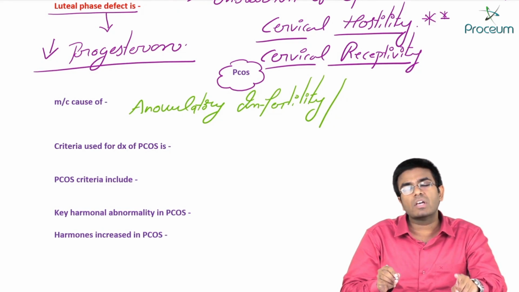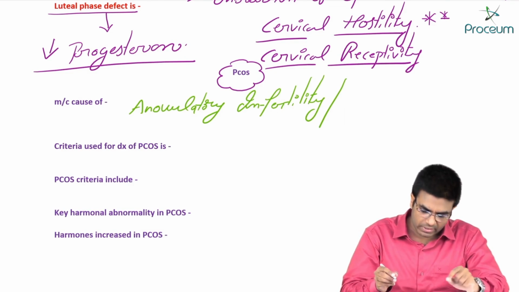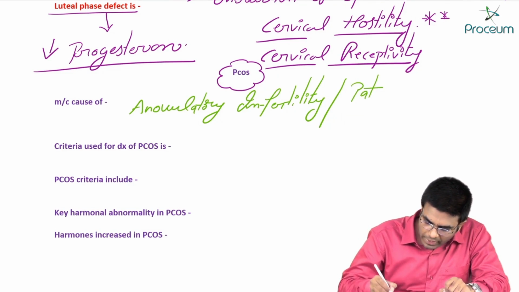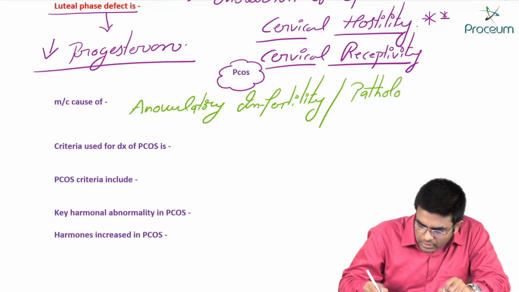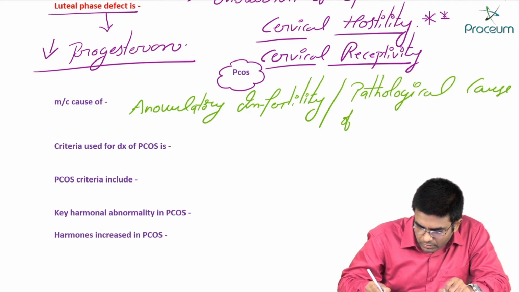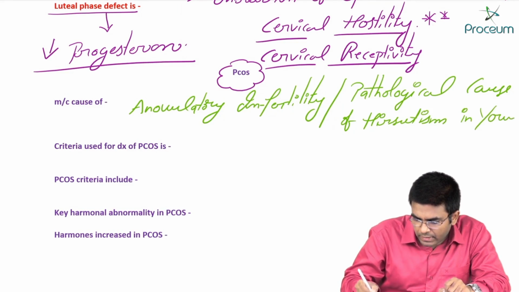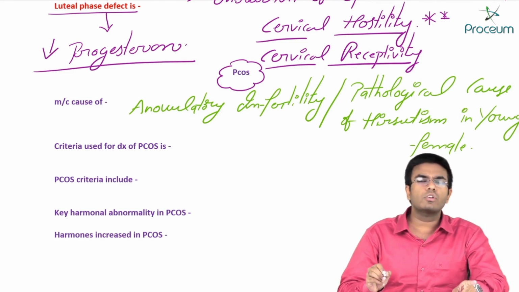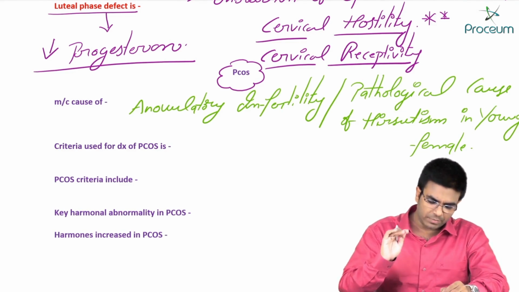But the most common cause of pathological hirsutism in a young female is PCOS. So the most common pathological cause of hirsutism in a young female is also PCOS, polycystic ovarian syndrome. This polycystic ovarian syndrome is also known as Stein-Leventhal syndrome. Okay, just keep that point in mind.